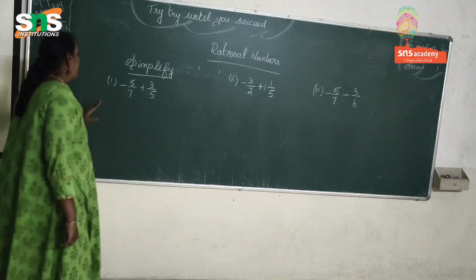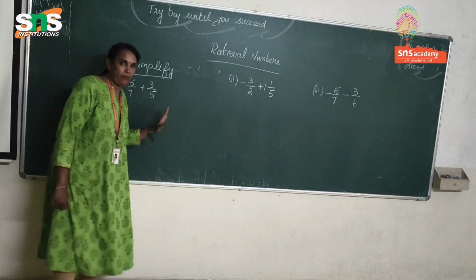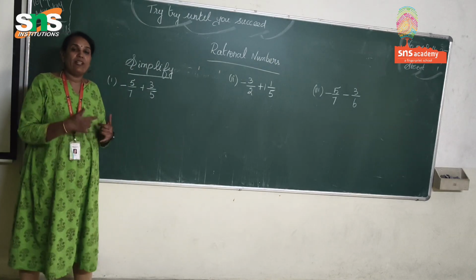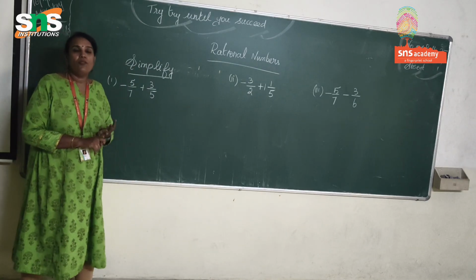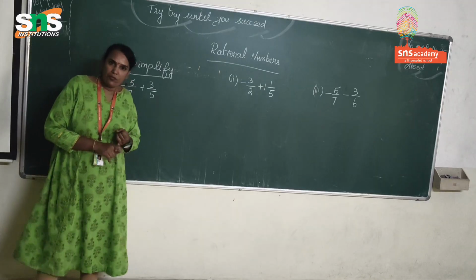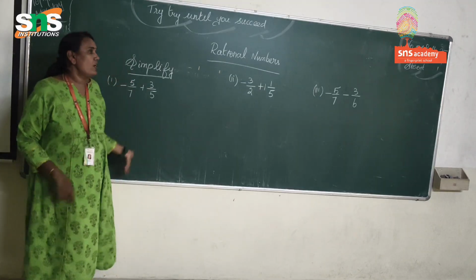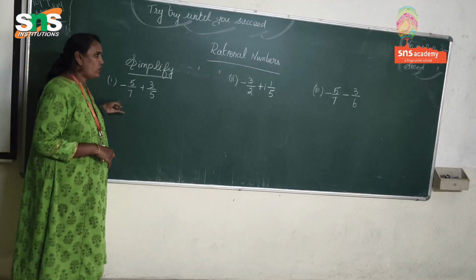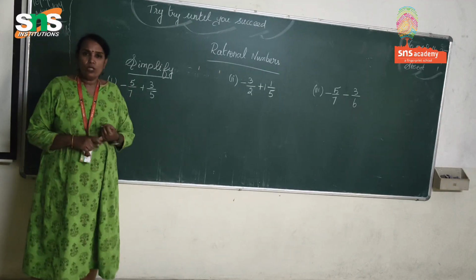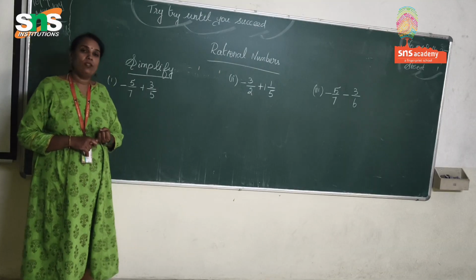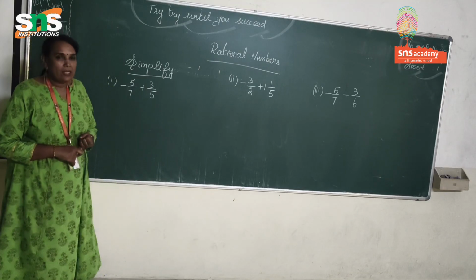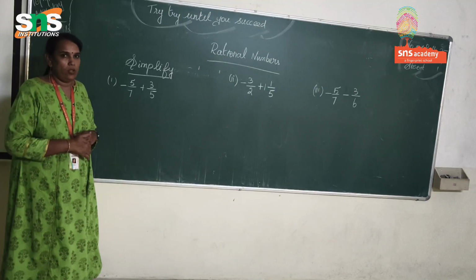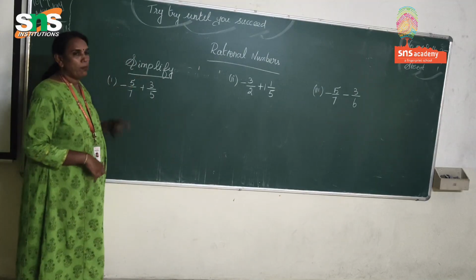The first one is minus 5 by 7 plus 3 by 5. Rational number calculation is nothing but a combination of integers and fractions. If you are clear with the concepts of fractions and integers, rational number calculations will be very easy. In integers, when both the signs are the same, we add and keep the same sign. When the signs are different, we subtract and take the bigger number's sign, that we learned already in the lower class. The same concept we are going to apply here.